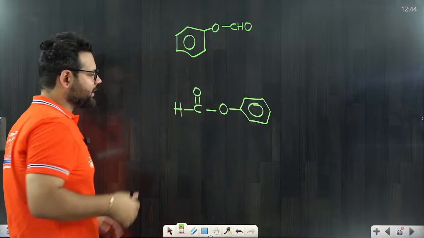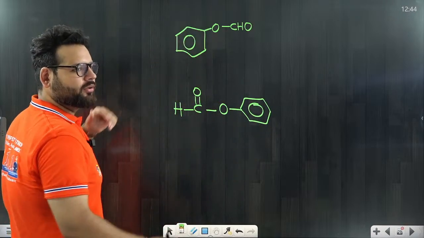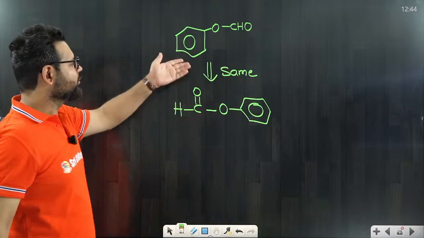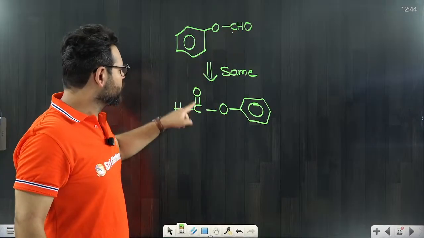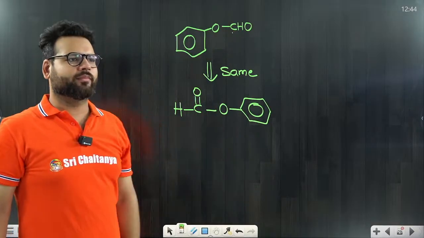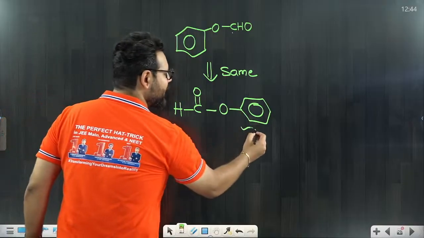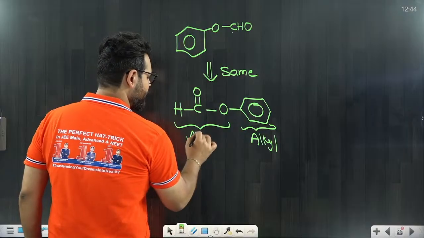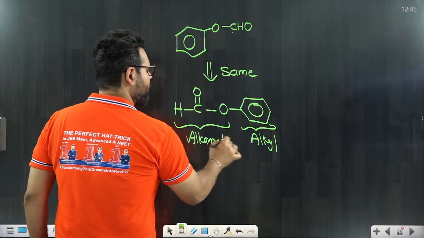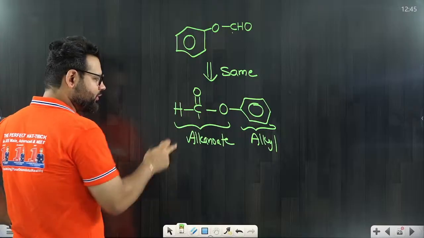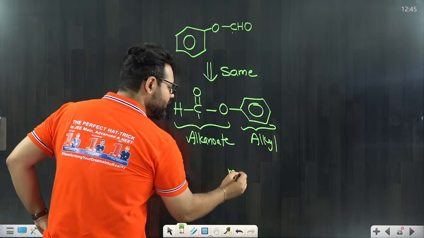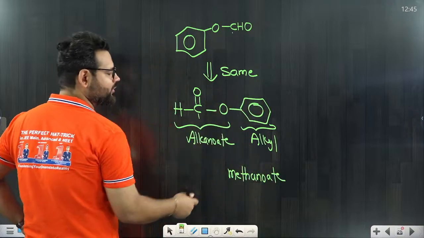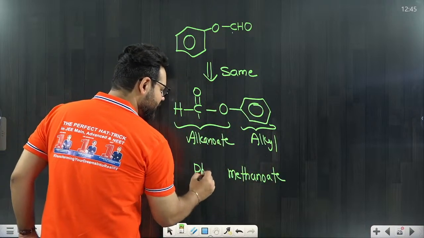Now you will say, nah, sir, now though it is ester. This is also same only, no? HC double bond O benzene. Now this is alkyl. This is alkanoate. One carbon is the parent chain. So this is methanoate. What type of methanoate? What is attached after oxygen? Phenyl. Phenyl methanoate.